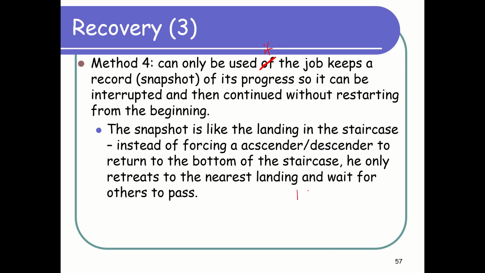Let's say you have a stairs here, and somehow you have a space here. And this is you. He wants to go up and he wants to go down. So instead of forcing the ascender to return to the bottom of the staircase, he only reaches the nearest landing point. So you can move aside here and this guy can move through. In the staircase example, he only reaches the nearest landing and waits for others to pass. So if you move here, the other guy can pass through and you can resume your operation.